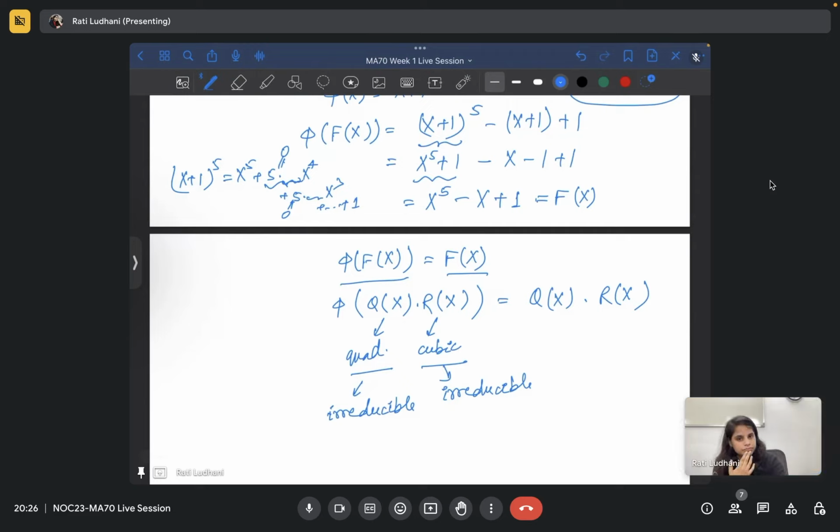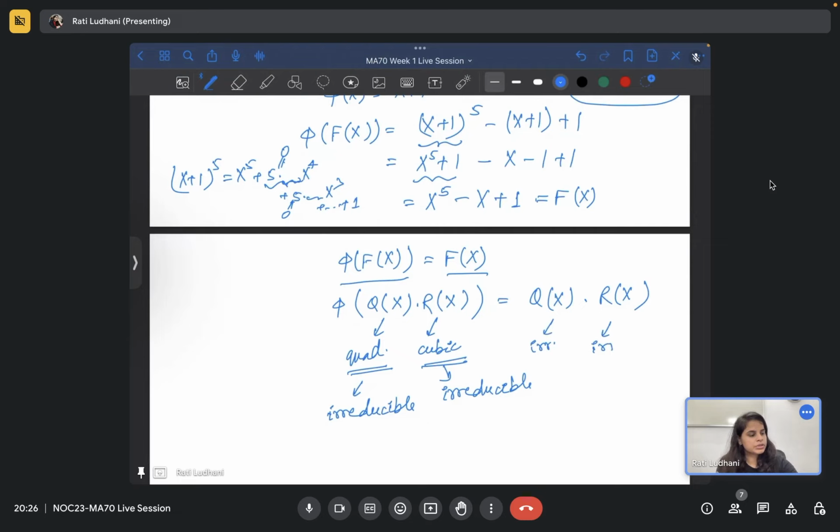Because they have got no roots. Exactly. So there are no roots of f(x). So if it splits into quadratic and cubic, you cannot split it further, because that would give linear factors again, and then you would have a root. So these are irreducible, and this is of course irreducible.